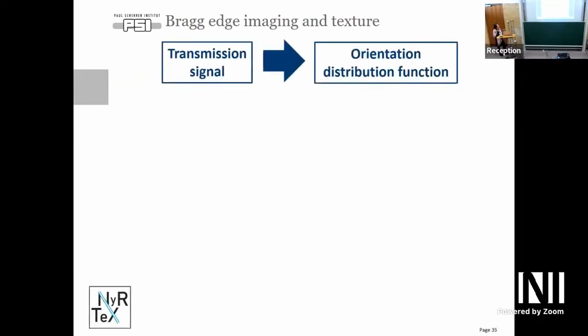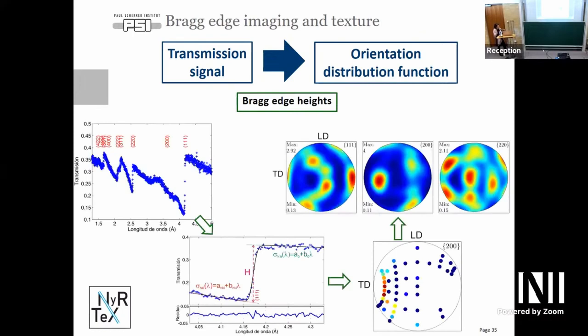So the first attempt to go in the other direction, which means going from the transmission to the orientation distribution function, I did a long time ago, just using the Bragg edge height. It was during my PhD thesis. Using the transmission pattern measured along different orientations, I used a fitting routine to fit the height of the different Bragg edges. Then I created an experimental pole figure using the height of the edges, and from this I recalculated the ODF.